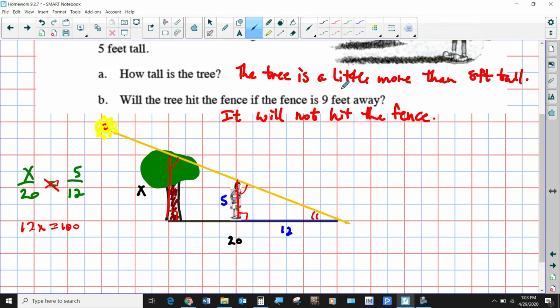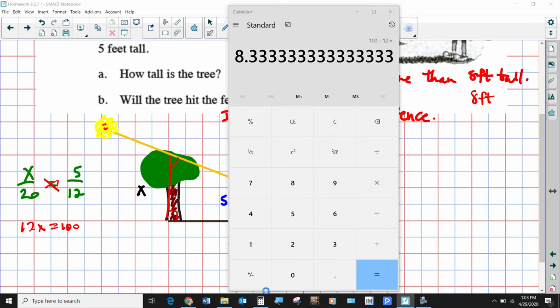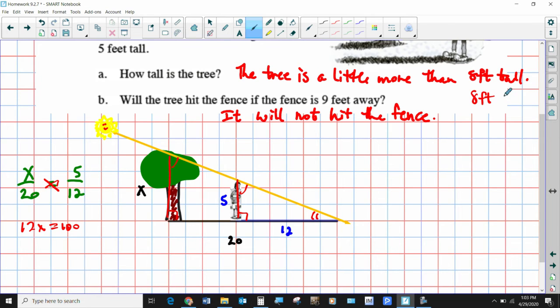8.3. So how tall is the tree? It's about 8. We could have said 8 feet, and what is that, 3 repeated? So that's 1/3 of a foot, which is going to be 4 inches. So really, it's 8 feet 4 inches. Will the tree hit the fence if the fence is 9 feet away? Nope. You're going to have 8 inches to spare.